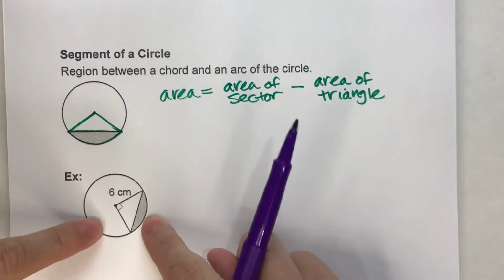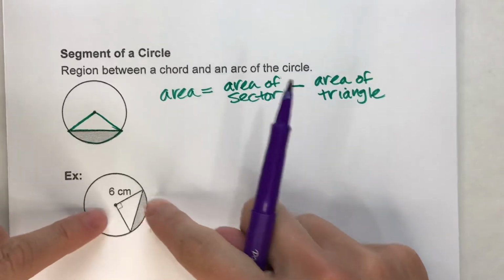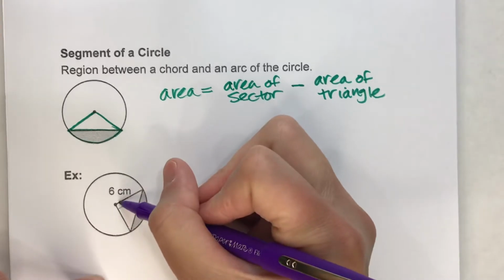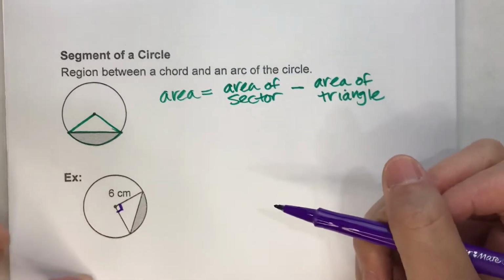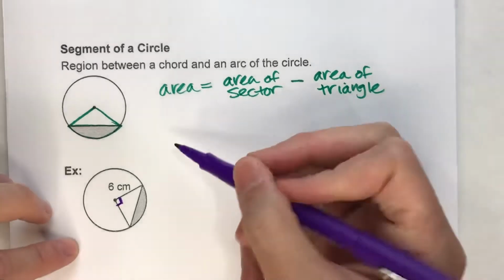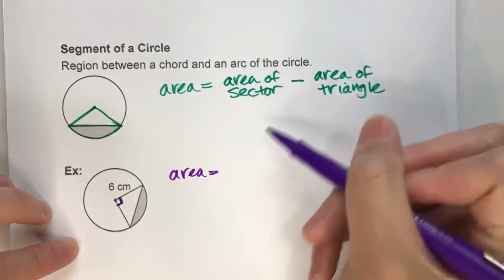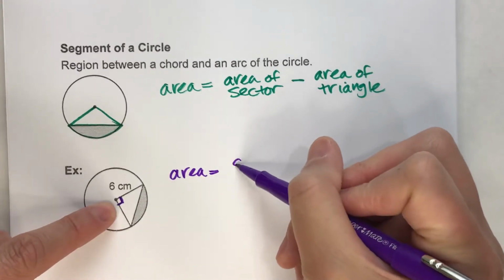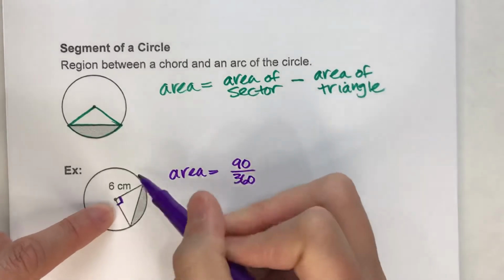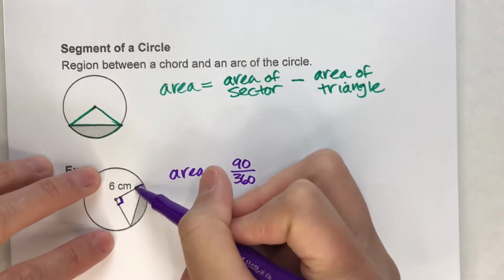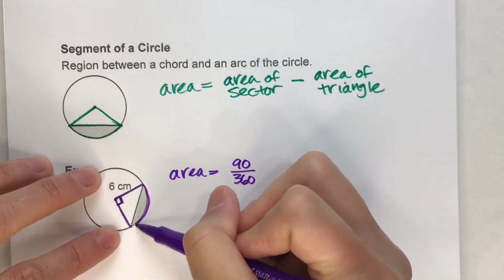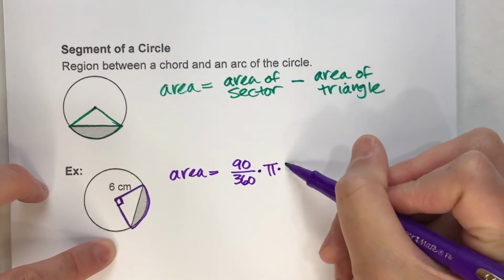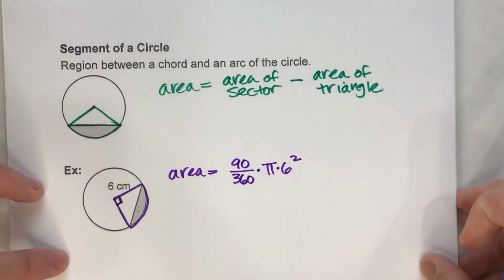Here we go. Here is a segment we're trying to find the area of. Notice the radius of the circle is 6 centimeters. And notice they give us the inside angle here is 90 degrees. Okay, so what we're going to do is find the area of the sector first. Since we know this is 90 degrees, that means 90 over 360 is what fraction of the whole circle we're working with for this sector. Times the area of the whole circle, which is pi times 6 squared. Pi times the radius squared.